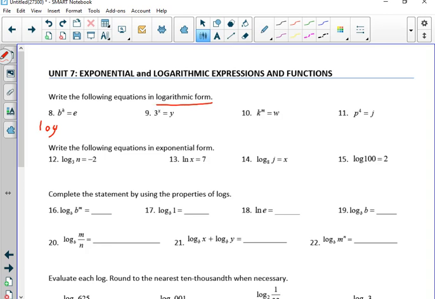Now, the base is the base is the base. It's all about that base. So here's the base, and here's the exponent, right? Well, the base of the log goes here. That's why we say log base 10.